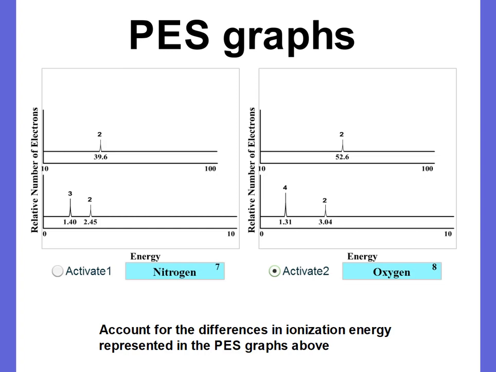Okay, go ahead and pause the video and account for the differences in ionization energy with nitrogen, which is on the left, and oxygen on the right here.